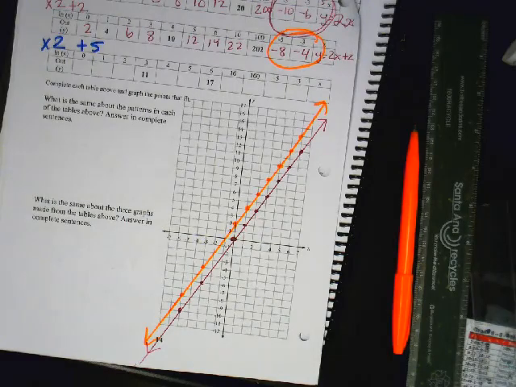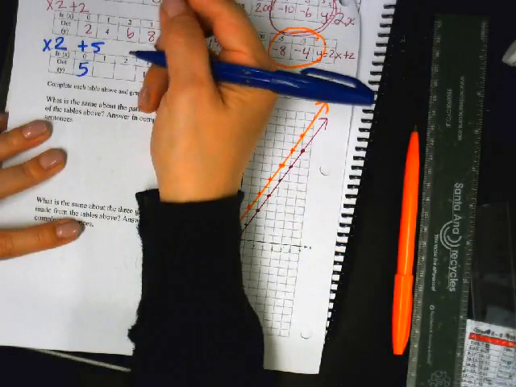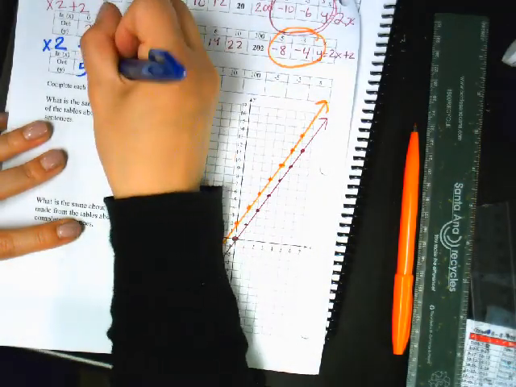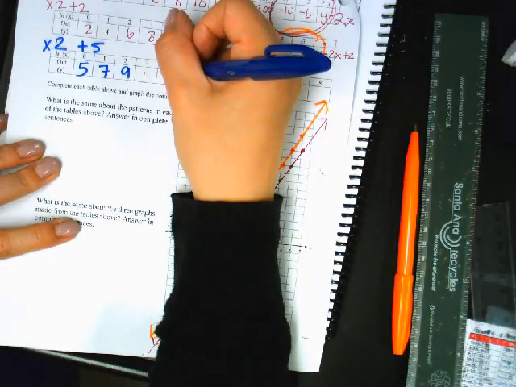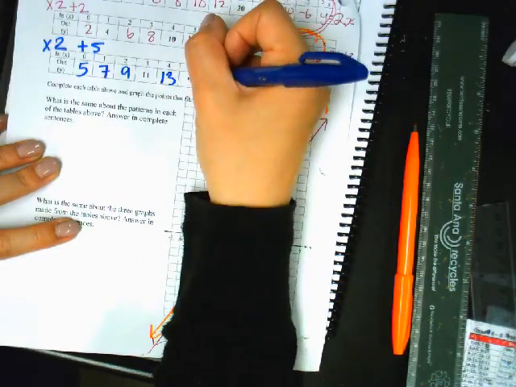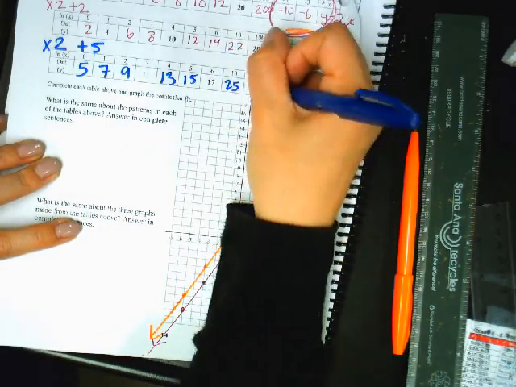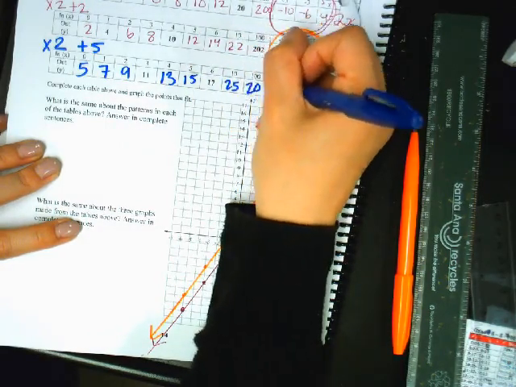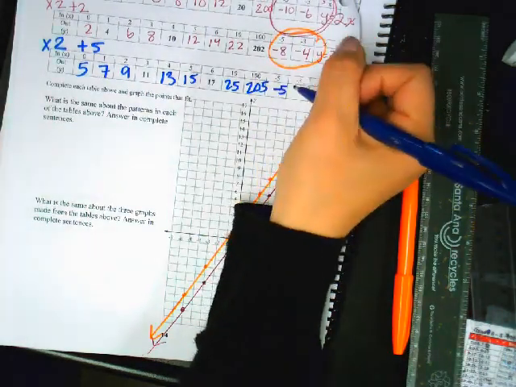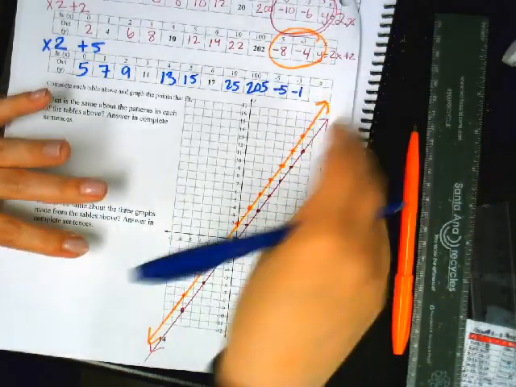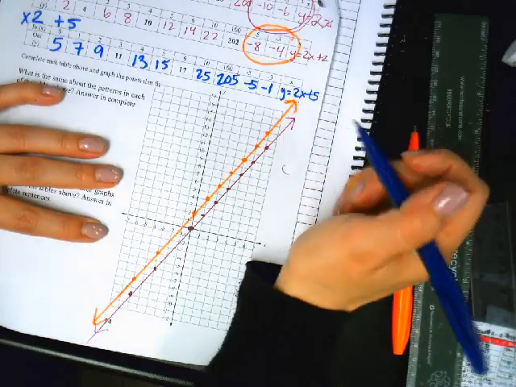Okay, what goes underneath the 0? 5. Underneath the 1? 7. Underneath the 2? Underneath the 4? 10. 100? -5. -3. Very good. Equation? 2x plus 5. Very good.